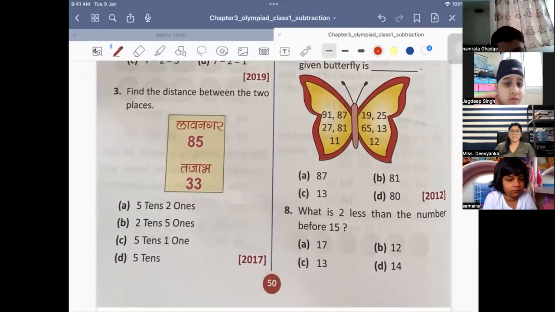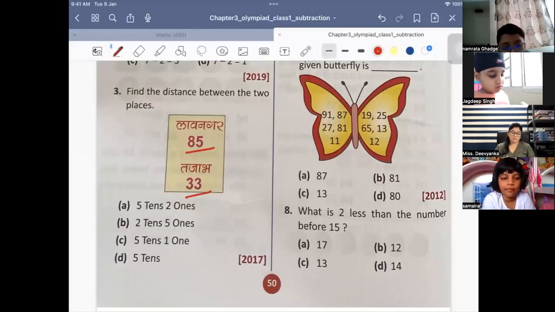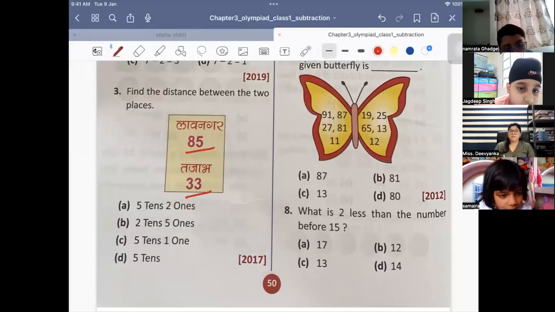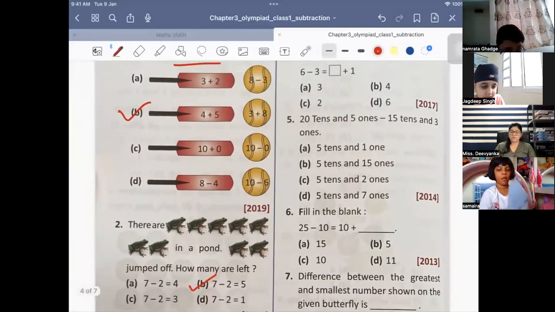Now find the distance between the two places. Place number 1, Lavnagar, is 85. Tajab is 33. So what is the distance between the two? Do the subtraction and tell me. That would be 52, 5 tens, 2 ones. Very good.